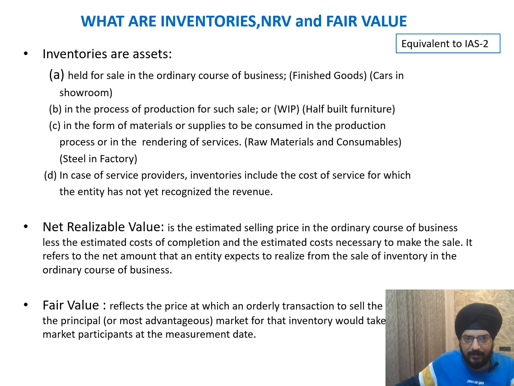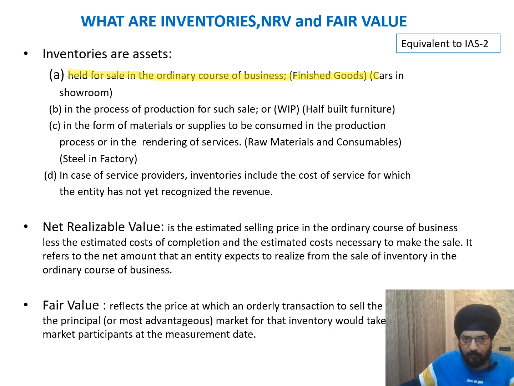Now, inventories are assets which are held for sale in the ordinary course of business. Finished goods. So when we're talking about inventory, it means the goods which are produced and are still available with the organization, which means that they are available, they are not sold. Those can be finished goods. A typical example: a car in a showroom is a finished good.